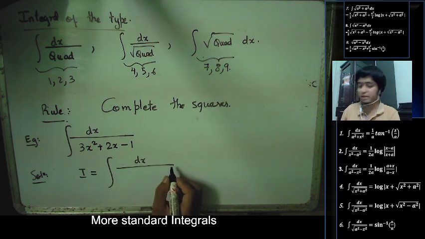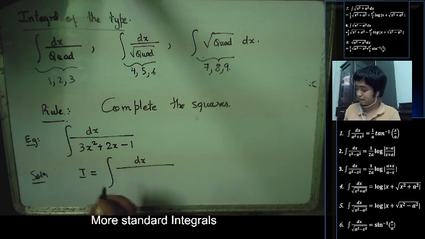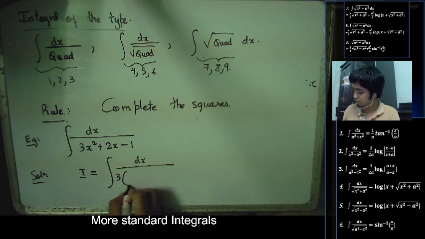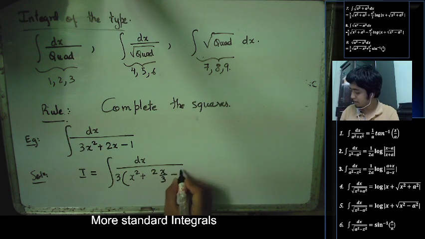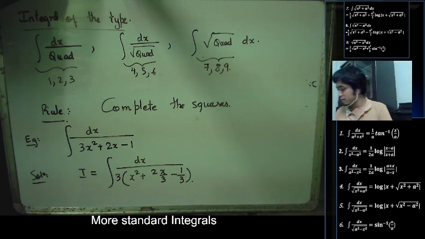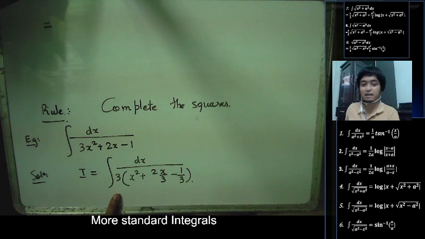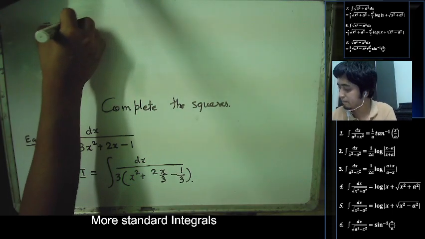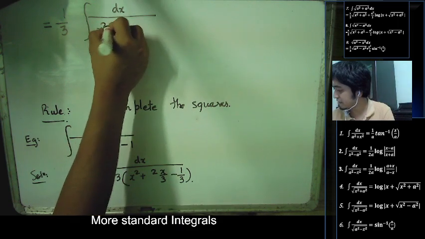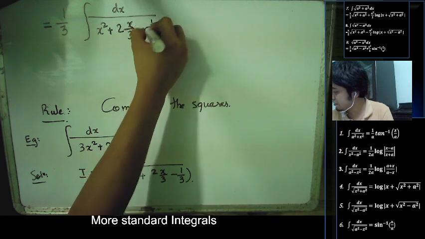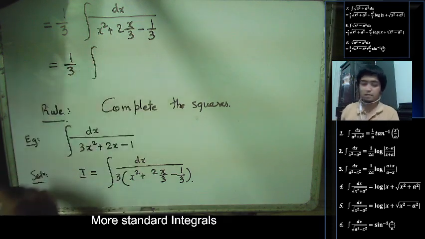What exactly will I do here? First of all, I will take common the coefficient of x squared. So I will take common 3. So you will be left with x squared plus 2x by 3 minus 1 by 3, and this 3 now becomes a constant, so I can take it outside. I will write it again. You can actually skip a few lines if you are comfortable. 1 by 3. What should I do next?